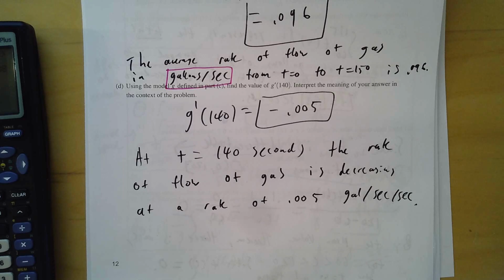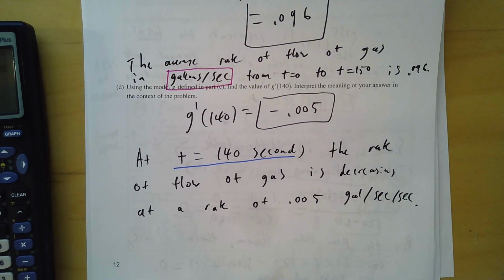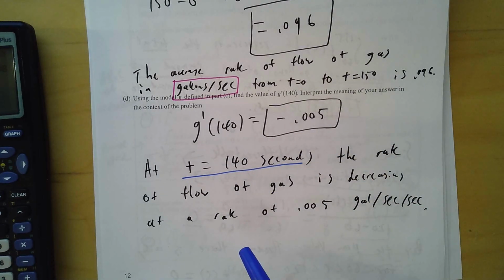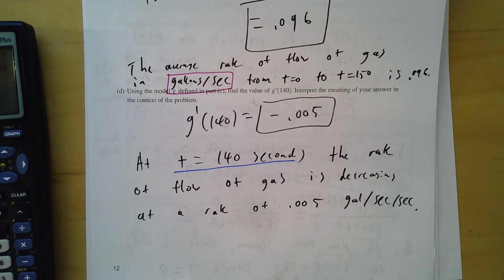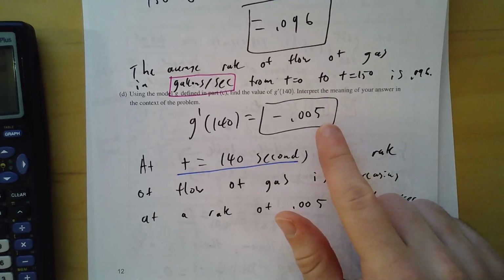Key things here. Mentioning the time is very important. You got to say it's happening at 140 seconds. It's a derivative of a rate. So the derivative of the rate is saying that rate of change is changing by that amount. I know the rate is decreasing because it's negative. So I say the rate of flow of gas is decreasing at a rate. It's another rate because it's a derivative of 0.005 gallons per second. Okay. It's not a double negative. That's also important. We don't say negative. You don't decrease at a negative. You just decrease by a positive, right? We would say increasing if it was a positive value here.